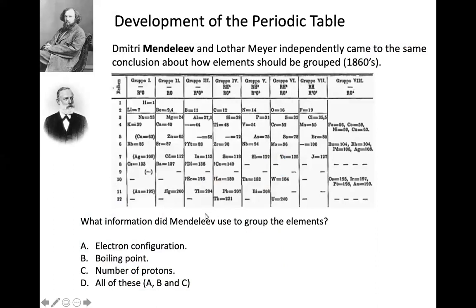Now, this might be one. I don't remember if this question was in the pre-class video or not. I'm going to pose it to you as a polling question. What information do you think Mendeleev would have used to group the elements? Things like the electron configuration, the boiling point, number of protons, or all of these? What do you think?